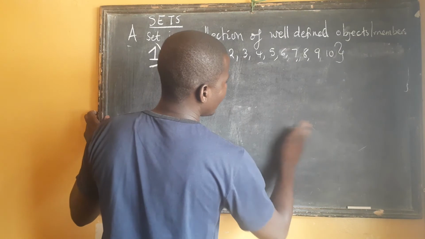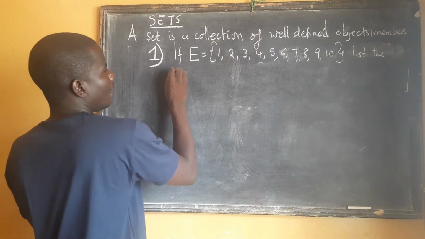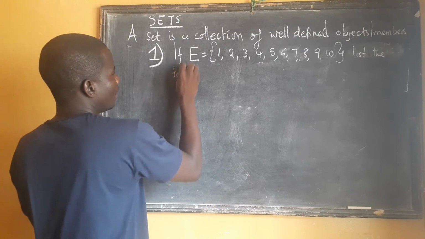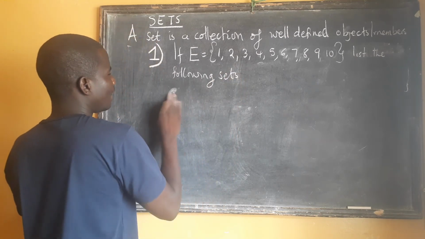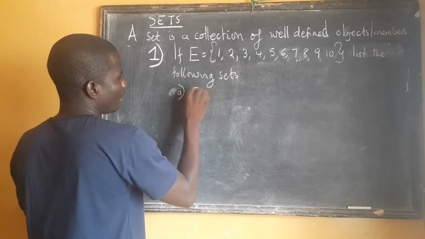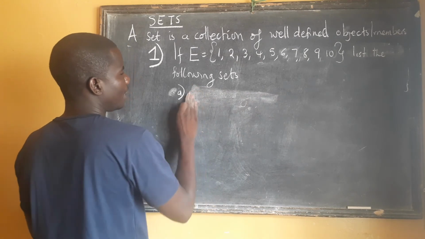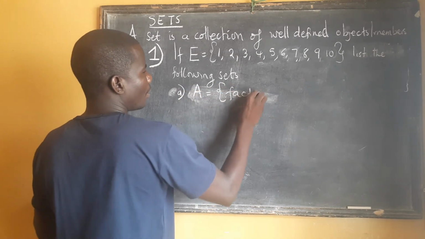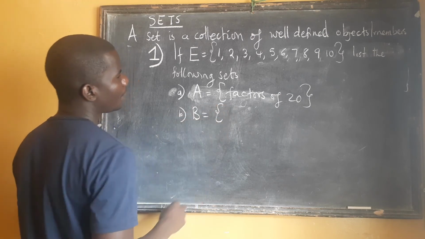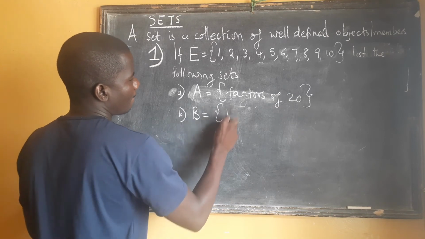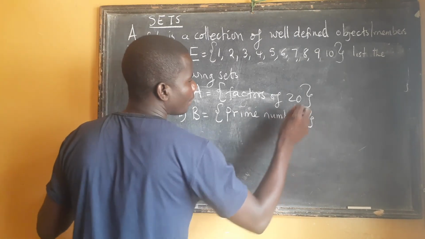List the following sets. A is equal to factors of 20, then B is equal to the prime numbers.